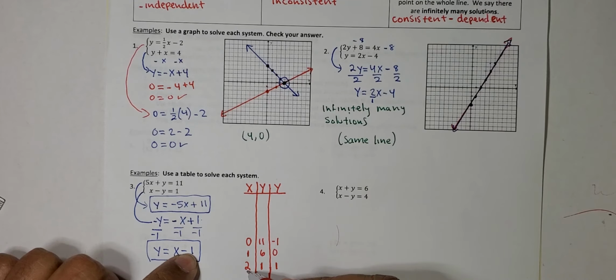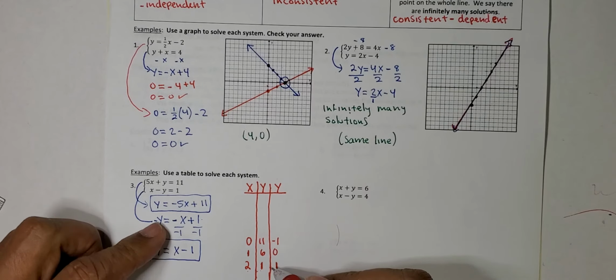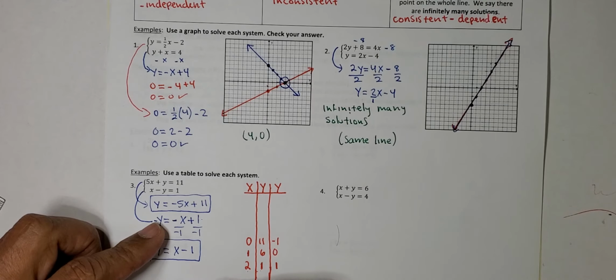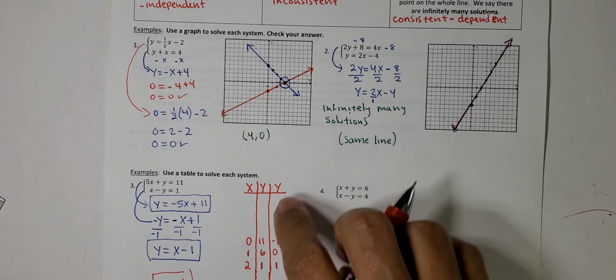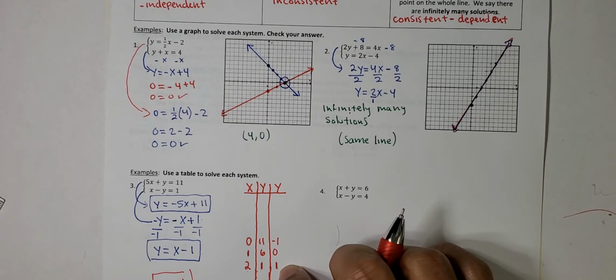And as you can see, when x is 2, I get the same y value for both functions. So that tells us that the solution to this system of equations is (2, 1). Okay, so there is a solution. Again, just find the value of x that gives you the same y value in both of the two functions.